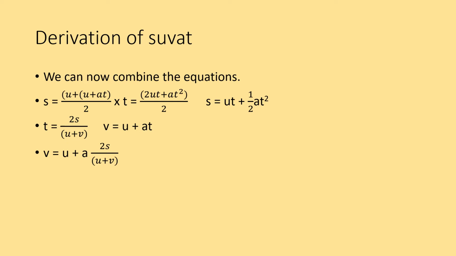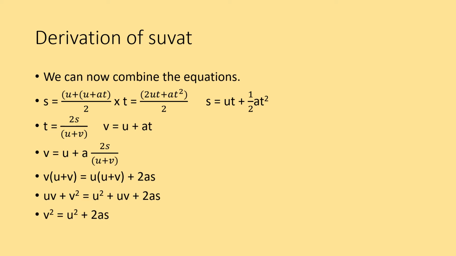Rearranging, or substituting rather, we have v equals u plus a times 2s over u plus v. What I've done there, I've taken v equals u plus at, substituted t for 2s over u plus v. If you multiply that out, you've now got v multiplied by (u plus v) is equal to u times (u plus v) plus 2as. Okay, and again, you multiply out the brackets, you've got uv plus v squared is u squared plus uv plus 2as. You've got uvs on either side, you just cancel them off, you end up with v squared equals u squared plus 2as.